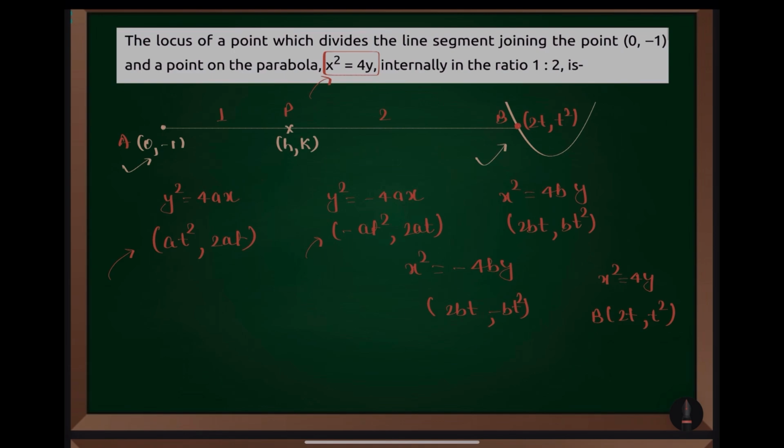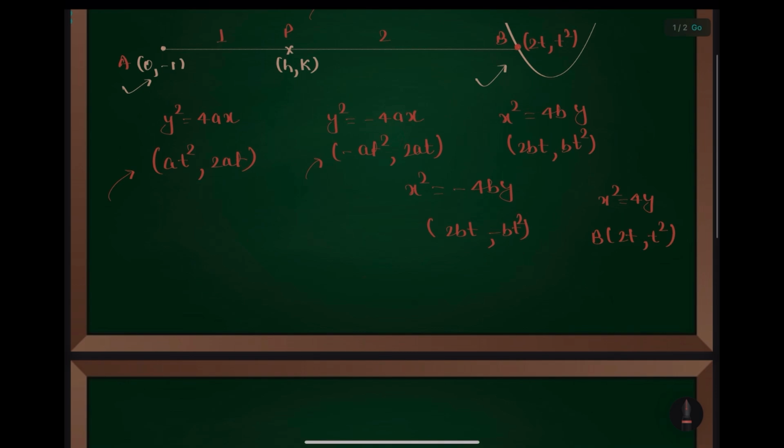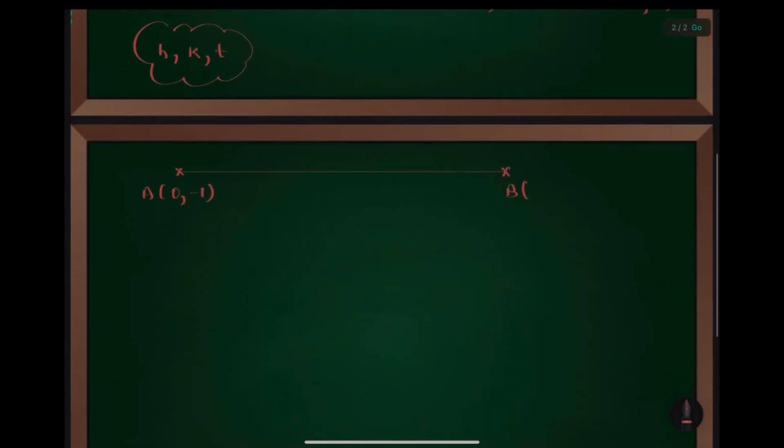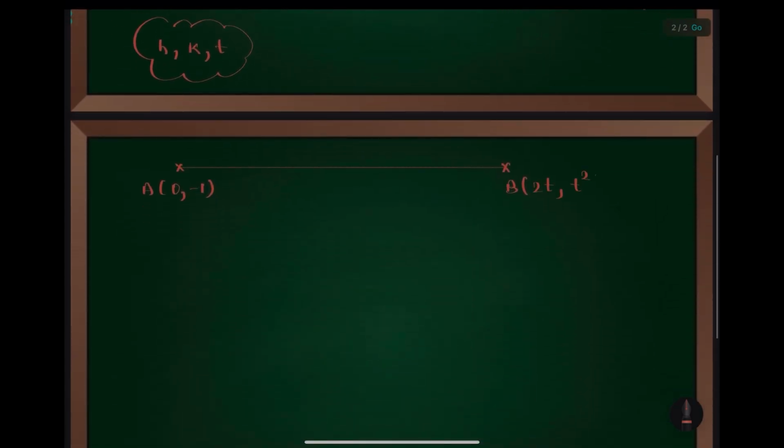Okay, now you know that we have studied the section formula, correct? Now look at this. We have introduced h, k and t, so you have to replace these h, k, t later. Now I'll draw that diagram one more time. So point A was 0 comma minus 1. Point B is 2t comma t square. Suppose that this is point P and the ratio is 1 is to 2, h comma k. Now apply the section formula.